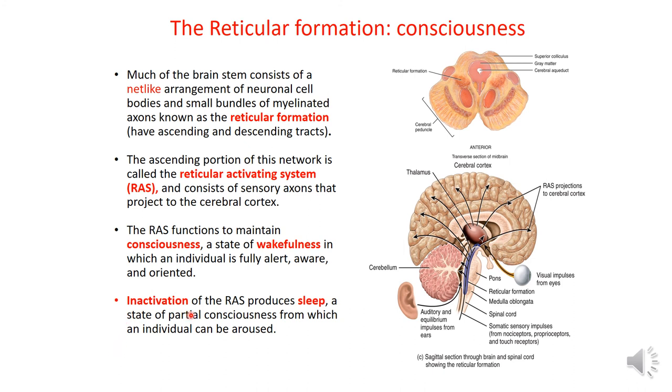Activation of the reticular activating system produces sleep. The reticular activating system also prevents sensory overload. It acts as a relay station or a gate station. It can block information or prevent overstimulation of the cerebral cortex. It can control the amount of impulses reaching the cerebral cortex. So we can name it a gate station or a relay station that can prevent sensory overload.